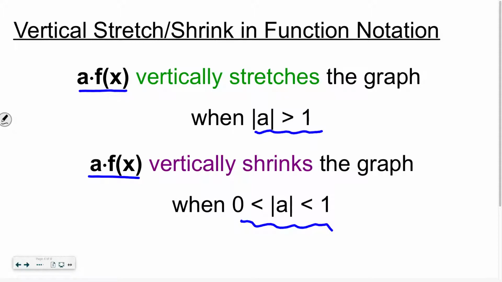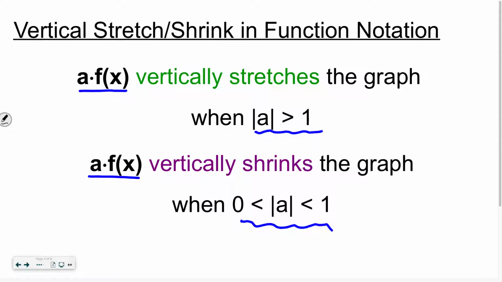And this should make sense from what you saw happen in geometry. When your scalar is something larger than 1, it makes everything bigger. So that's a stretch. If your value of a is less than 1, and I say the absolute value is less than 1 but greater than 0, if it's a fraction in between 0 and 1, it's going to shrink your graph. Make it smaller.